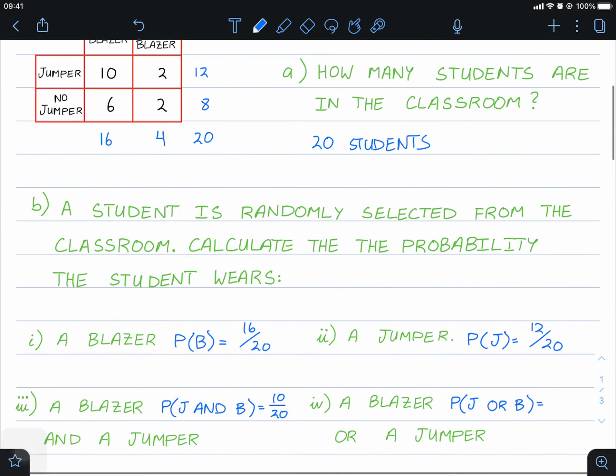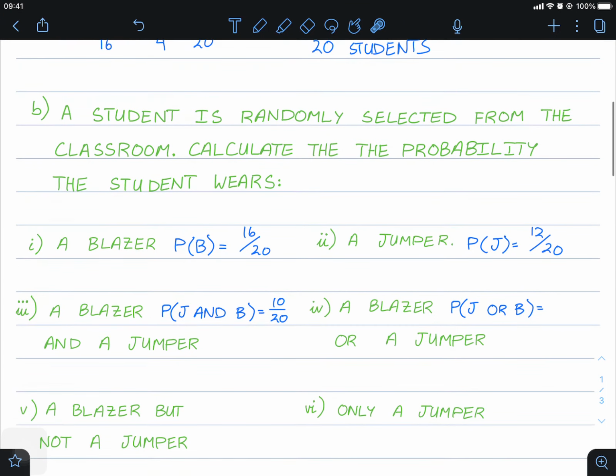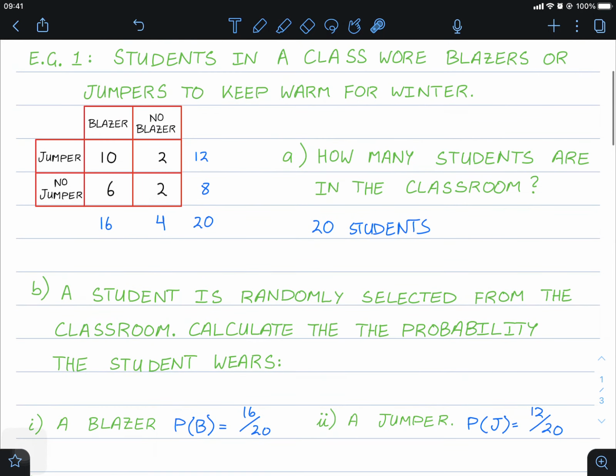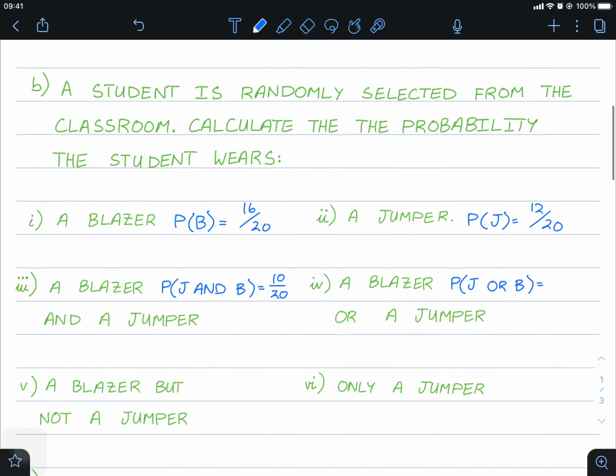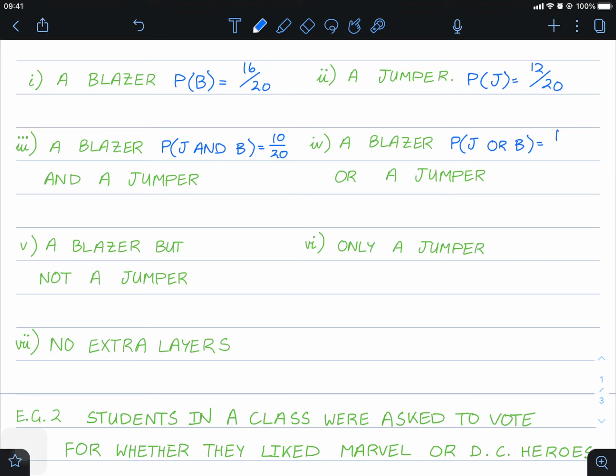But for now, just know that if it's a blazer or a jumper, if it's not specified, we're just looking at everyone that wears a blazer and everyone that wears a jumper, as well as those that are doing both. So 10 plus 2 plus 6. That gives us a total of 18 out of the 20.